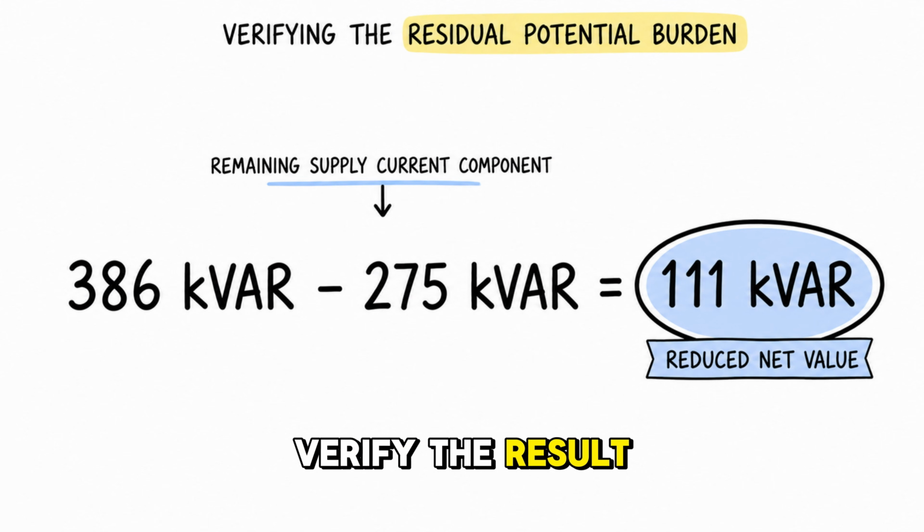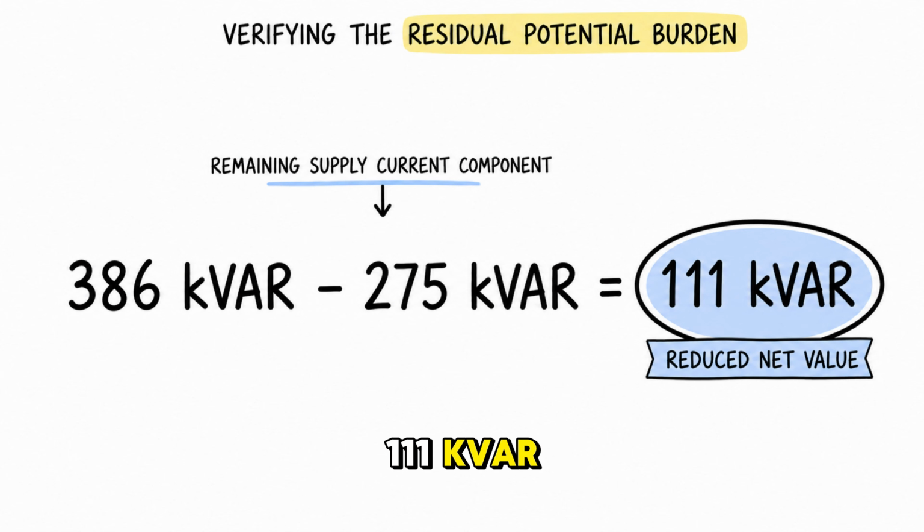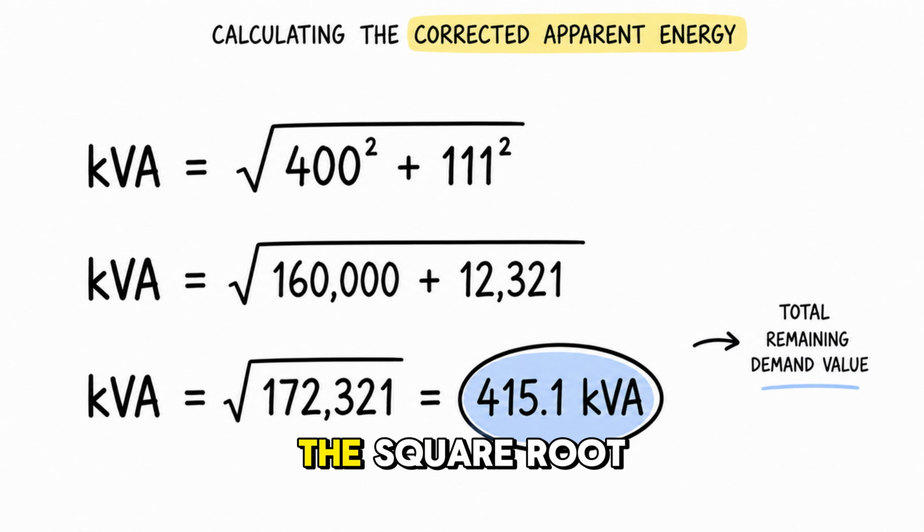Now let us verify the result. After installing 275 kVAR of capacitors, the net reactive power seen by the supply equals 386 minus 275, which is 111 kVAR. Apparent power equals the square root of 400 squared plus 111 squared, which is the square root of 160,000 plus 12,321, giving the square root of 172,321, which equals 415.1 kVA.